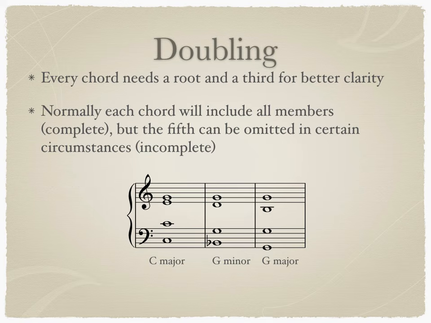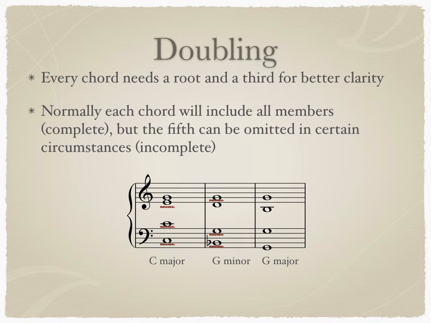In terms of chord construction, every chord needs a root and a third for better clarity. The root and the third help to define the quality of the triad itself. Without the third, the triad could be major or minor, so the addition of the third helps to clarify the quality. Below we have C major and G minor, both containing the root and the third, which help to define their quality.